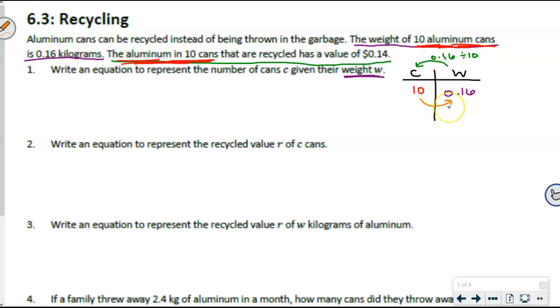Exactly. 0.016. So that means to go forwards, I'm multiplying by 0.016. Or in other words, the number of cans is multiplied by 0.016, and that gives us the weight. We now have a relationship tying together the number of cans and their weight.